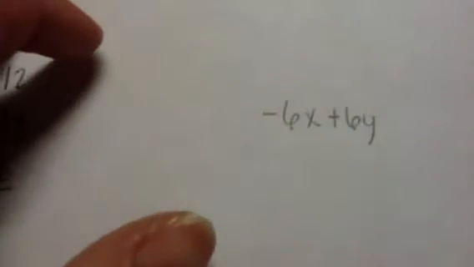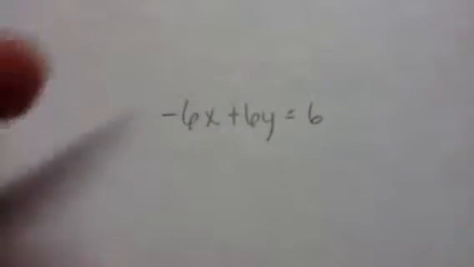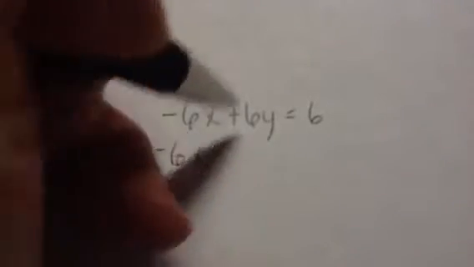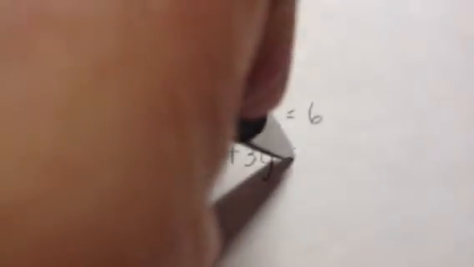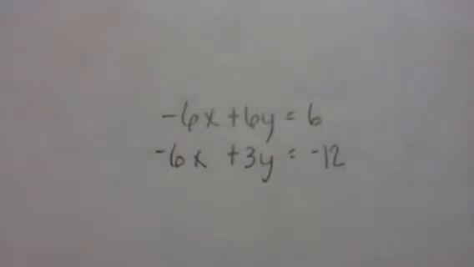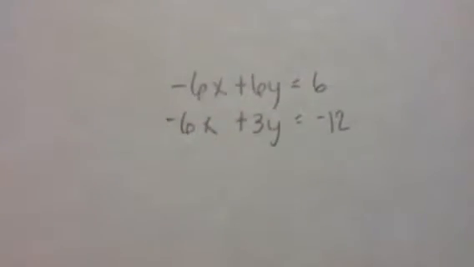Okay. We're going to work on one more, and this one's going to be just a little bit different. This equation is negative 6x plus 6y equals 6. And then I have negative 6x plus 3y equals negative 12.